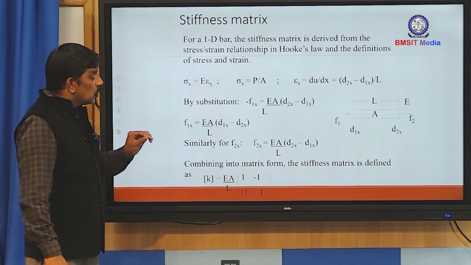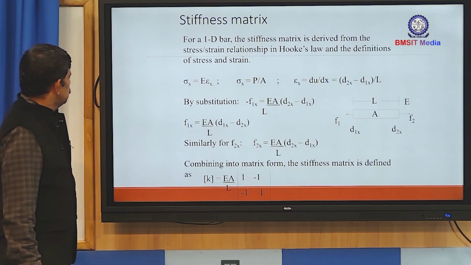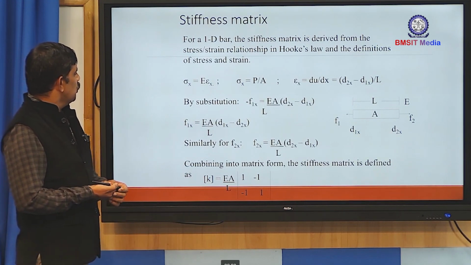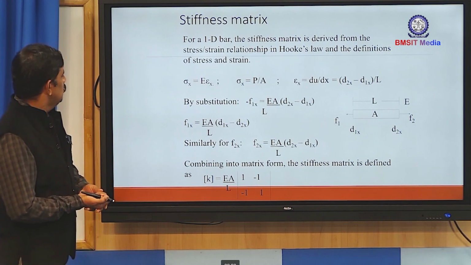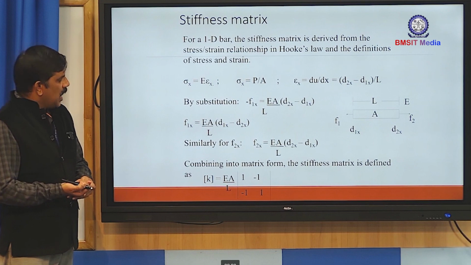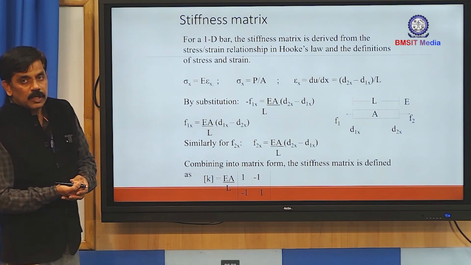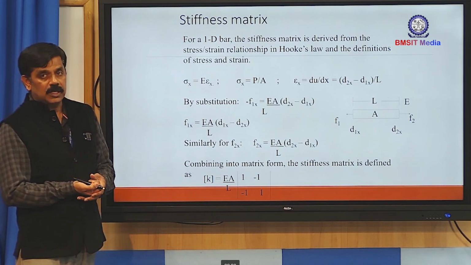There are some equations used in finite element analysis. The first equation is from Hooke's law. From Hooke's law we can get the equation for the stress: sigma x is given by E into epsilon x. That is again from Hooke's law. And in finite element analysis, we have to find out the strain. Once you get the deformation, from the deformation we can get the strain.